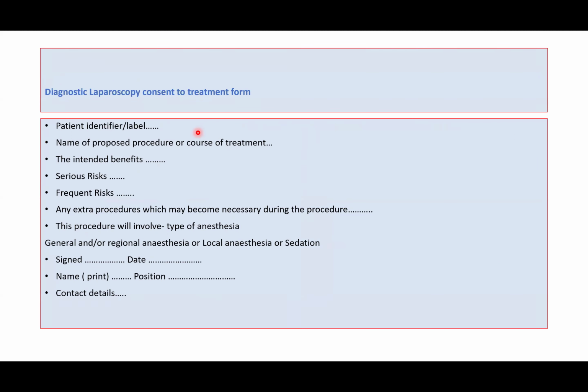And everything will be, you have to fill in the blanks. Patient's name, I will be writing your full name here, NHS number, date of birth, and what is the name of the proposed procedure, course of treatment. So I'll be writing that here, the diagnostic laparoscopy, what it means, then you have to explain the procedure and intended benefits, like it will help to reduce the pain. It may also help to find out the cause of your subfertility. Then see what are the serious risks, frequent risks. Go one by one.